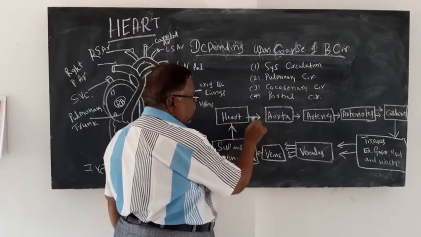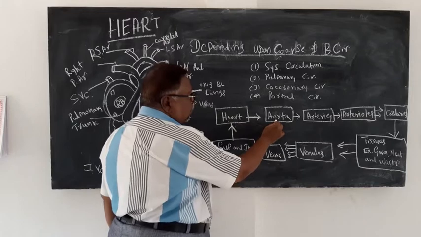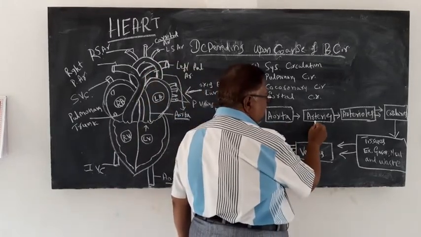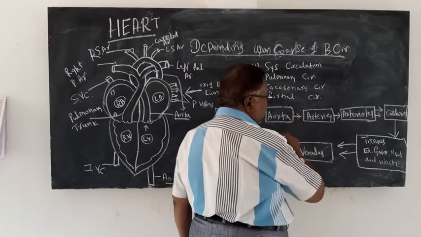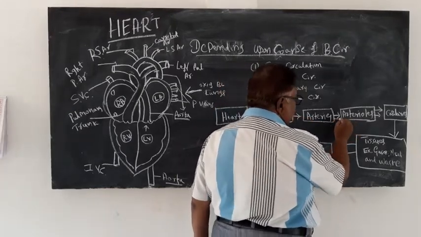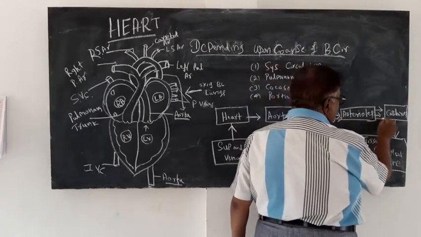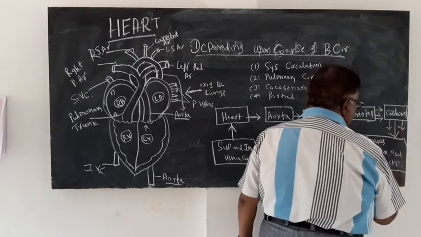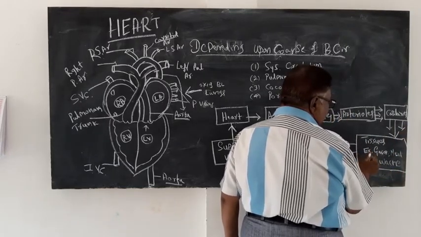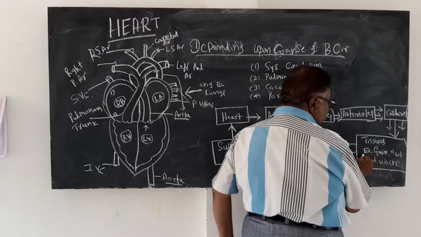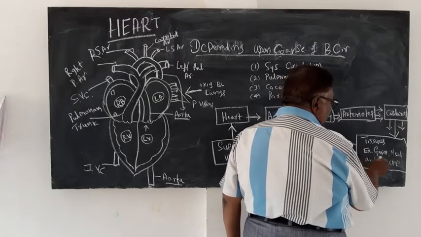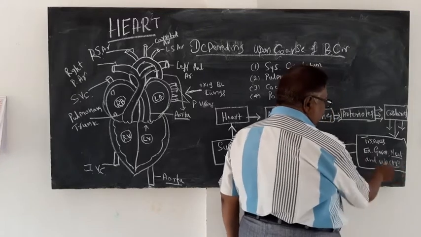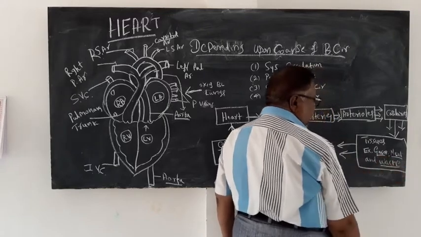The heart pumps the blood through the aorta, and the aorta divides into arteries, further arteries, then arterioles, then capillaries. These capillaries go to tissues, where the exchange of gases, that is carbon dioxide and oxygen, and exchange of nutrients and waste materials takes place. Gases, nutrients and waste, all these things.